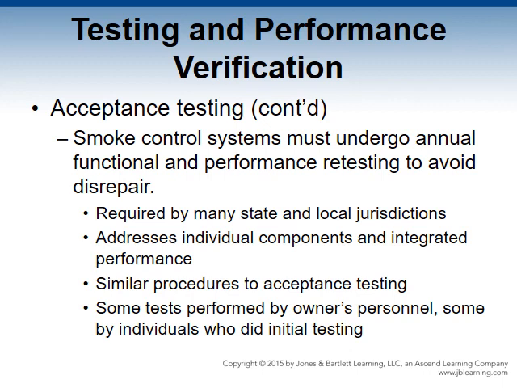Annual testing. To ensure proper operation throughout the life of the building, smoke control systems should undergo annual functional and performance tests. This is required by many state and local jurisdictions, just like other fire protection systems. The testing should address individual components as well as integrated performance. Procedures are similar to those established during the initial acceptance test. The owner's personnel can provide individual component testing, but the individual system and integrated performance testing should be conducted and documented by the same individual who did the initial acceptance test.